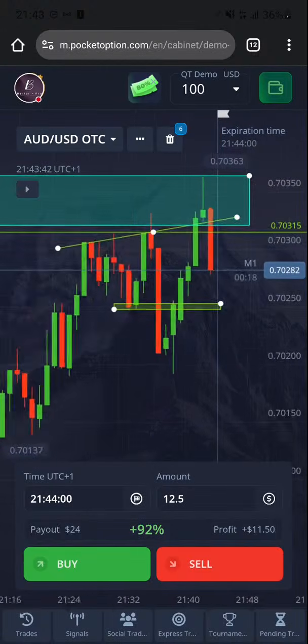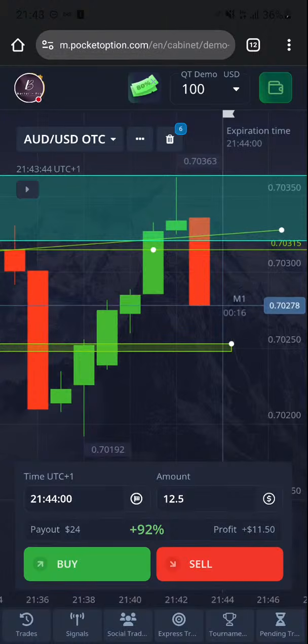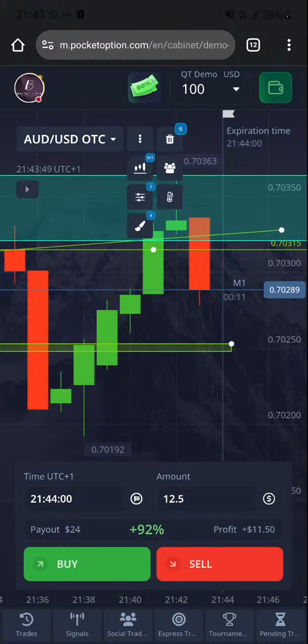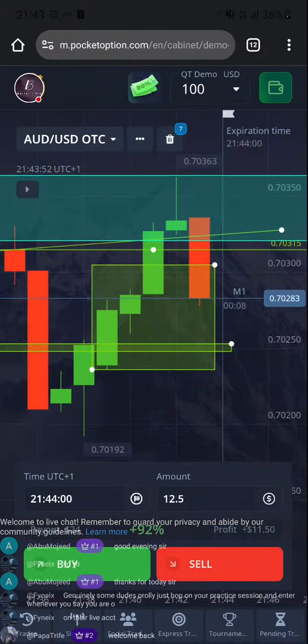We have a QM here. We can go with the buyers here. Why? Because we have an evening star pattern. We have an overlapping level down here, and we have a QM below it.